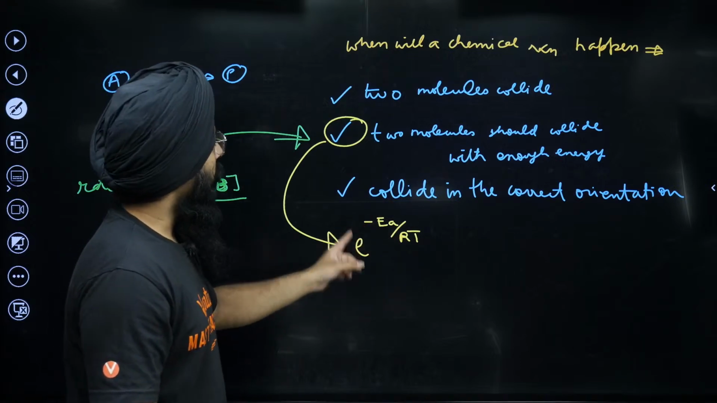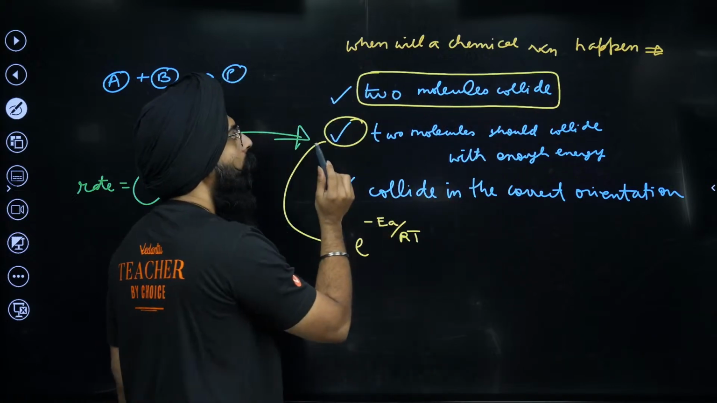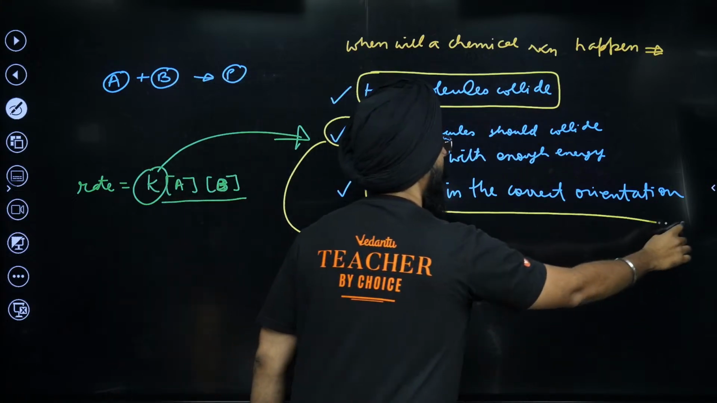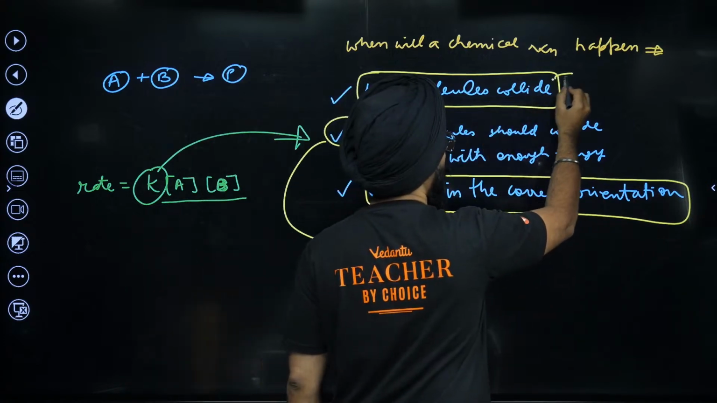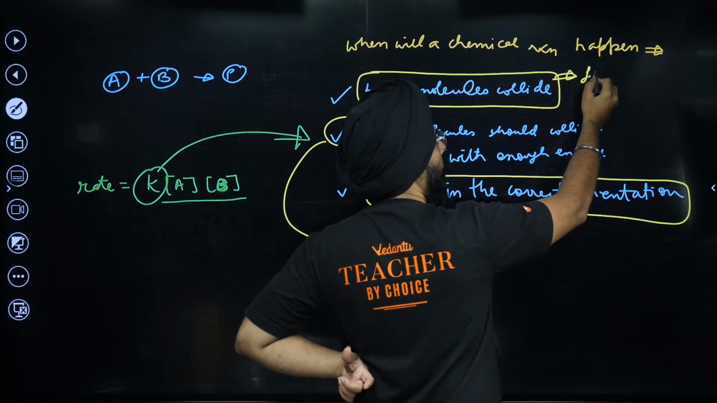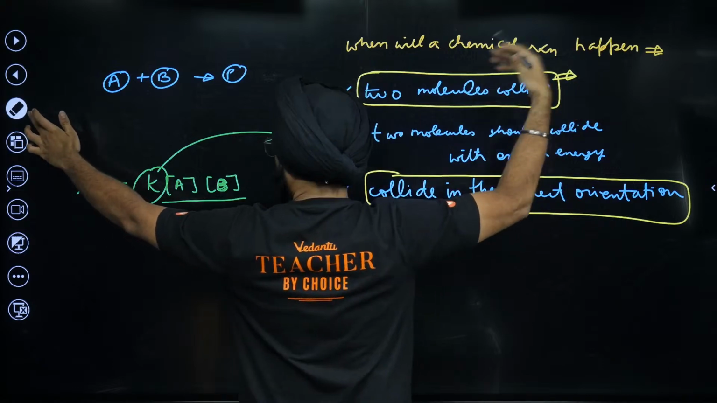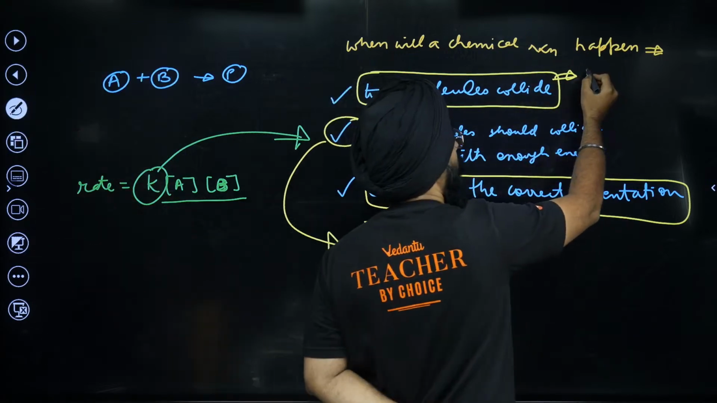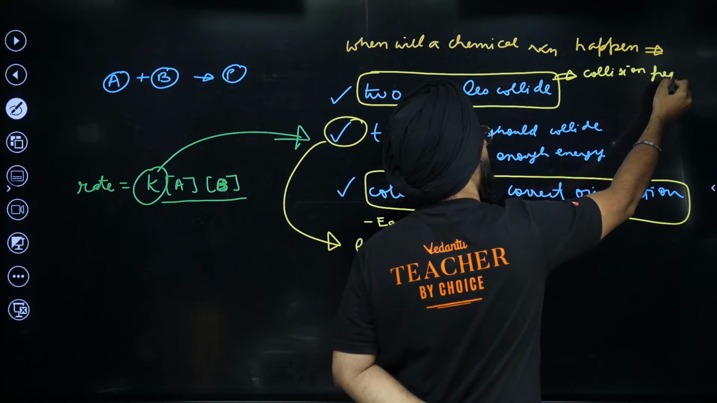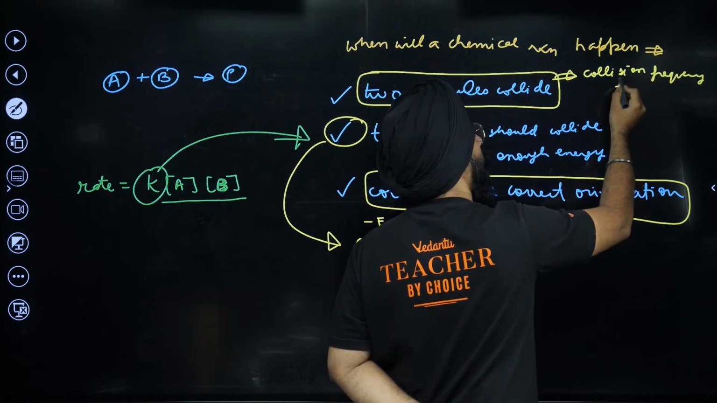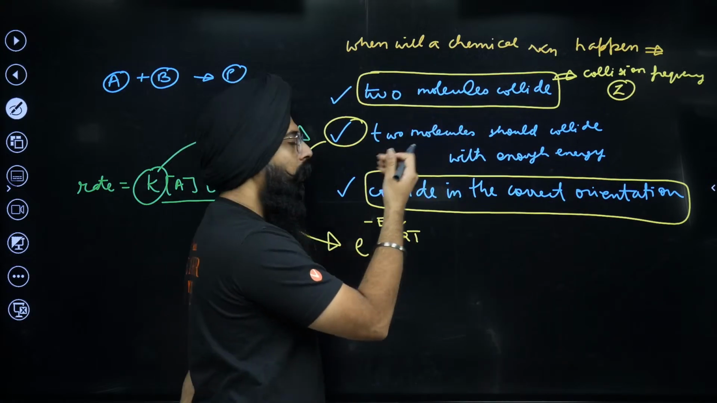Now, you want two molecules to collide, and to collide in perfect orientation. So, my dear friends, the collision of two molecules, you can call this collision frequency. How often are they colliding? This is known as collision frequency and can be represented by the letter Z. The more frequency, the larger the number Z.